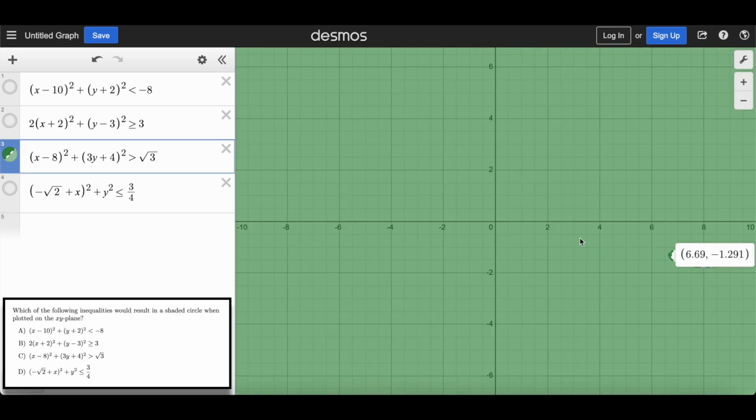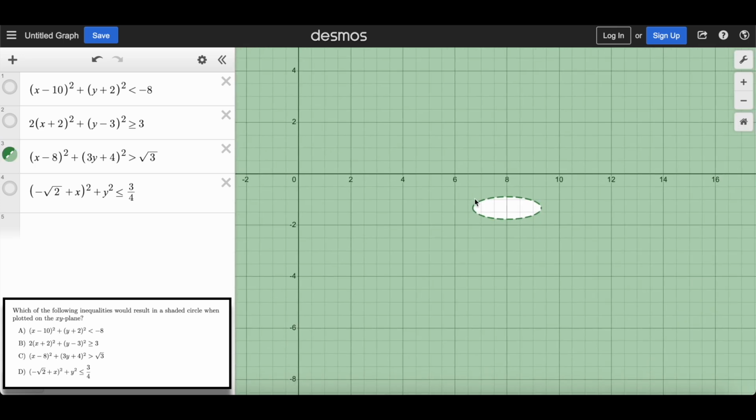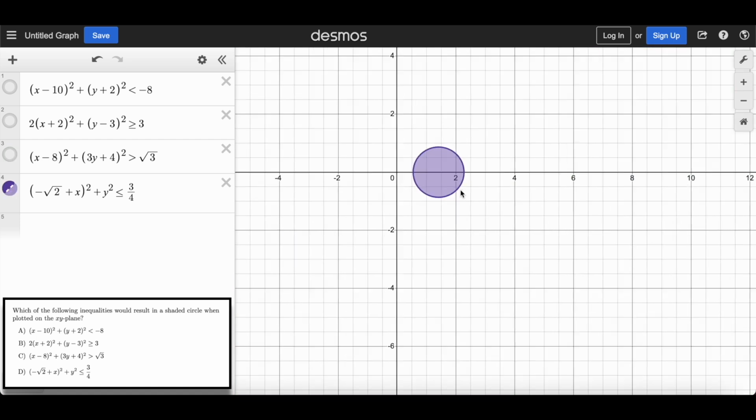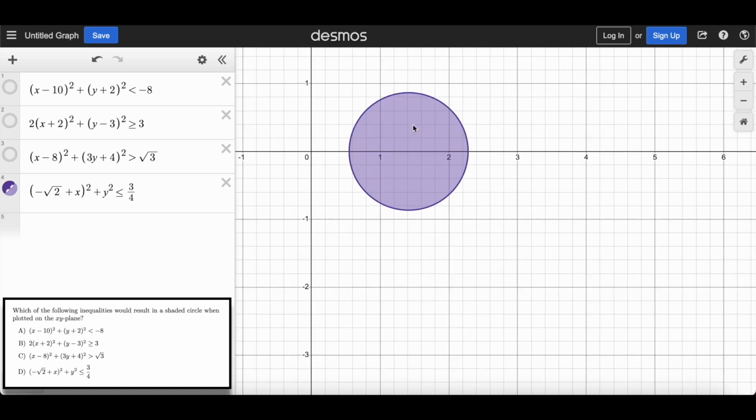C would also not be the answer because it's an ellipse and also the shading is on the outside. And D would be the answer because this looks like a circle and it is shaded on the inside, so I would be comfortable choosing D as the answer.